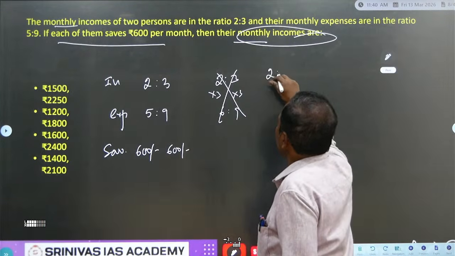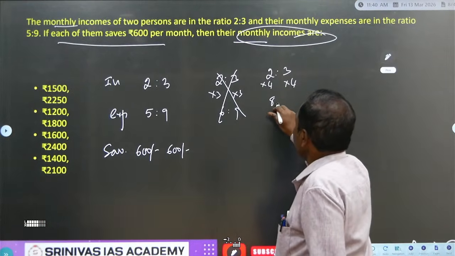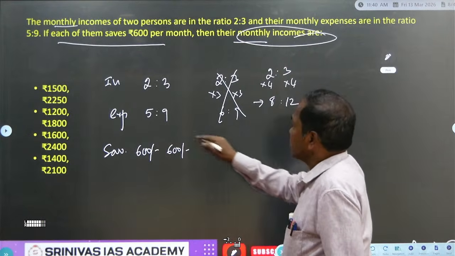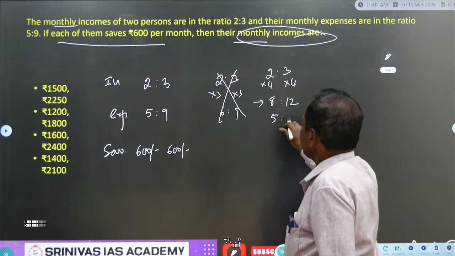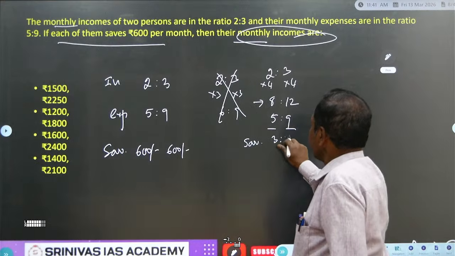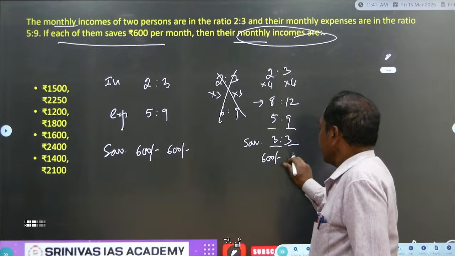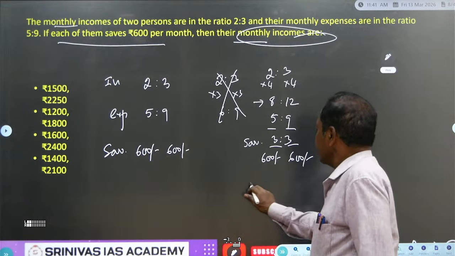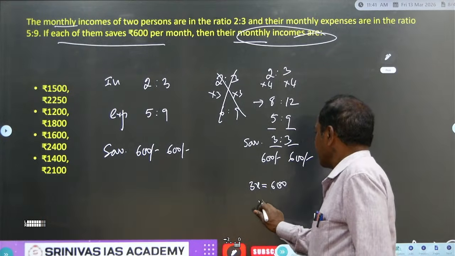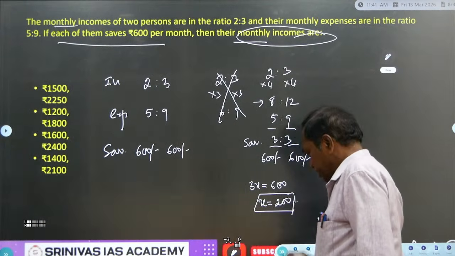And if we multiply 2:3 by 4, this becomes 8:12. You can take 8:12. The expenditure ratio is 5:9. The savings ratio is 3:3. And what is the savings? 600 and 600. It means 3x equals 600. So the x value is 200.